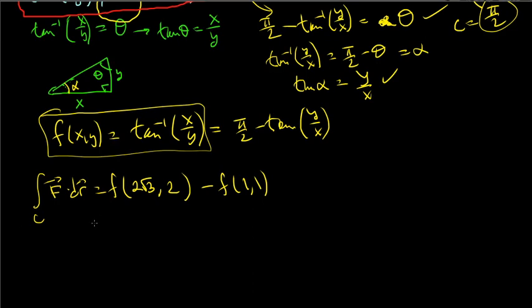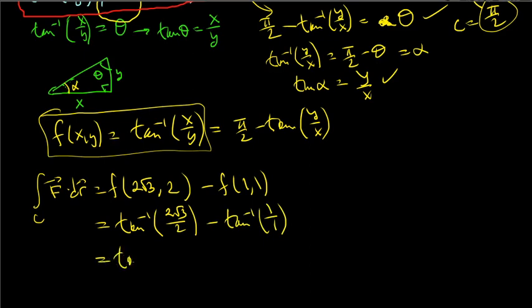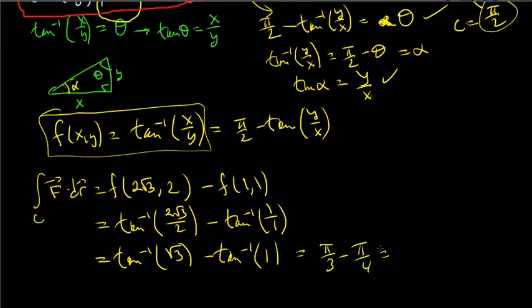All right, so just take the arctangent of 2√3 over 2 minus the arctangent of 1 over 1. So this is the arctangent of the square root of 3 minus the arctangent of 1. And you should know these by heart, I would hope. I know this is pi over 3 minus pi over 4, which is 4 pi minus 3 pi over 12. So pi over 12.